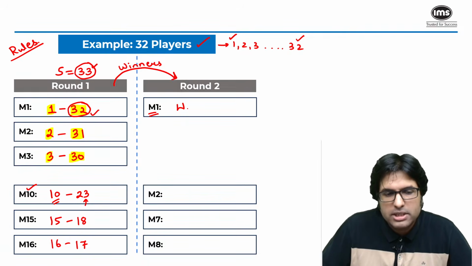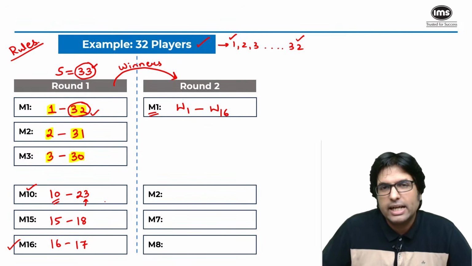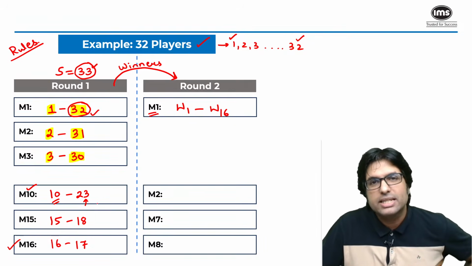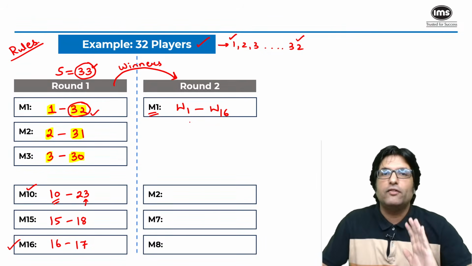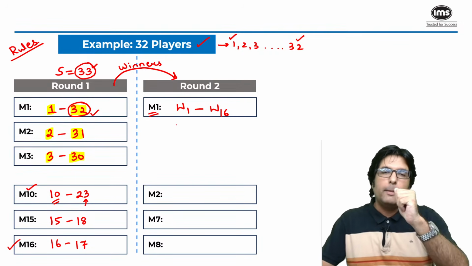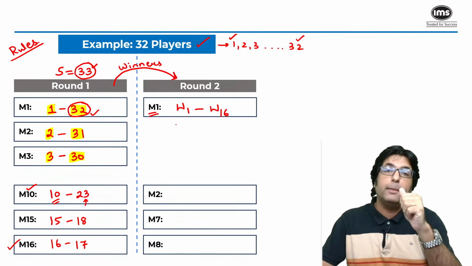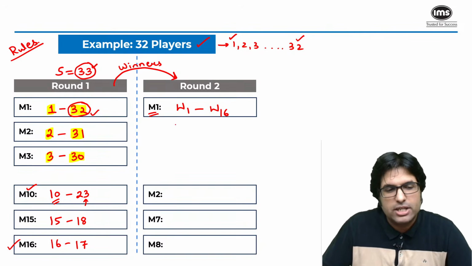Round 2, match 1 happens between the winner of match 1 and the winner of the last match, which is the 16th match. Understand, the 16th match is between player rank 16 and 17. So the winner of match 1 would play against the winner of match 16. Look at the previous round: the first match winner and the last match winner would play against each other.